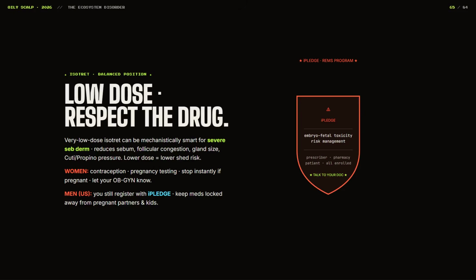So my position on isotretinoin is balanced. For severe seborrheic dermatitis, very low dose isotretinoin can make mechanistic sense because it reduces sebum, follicular congestion, sebaceous gland size, and even Cutibacterium (Propionibacterium) pressure, but also it's going to make it less likely for the hair shedding issue.